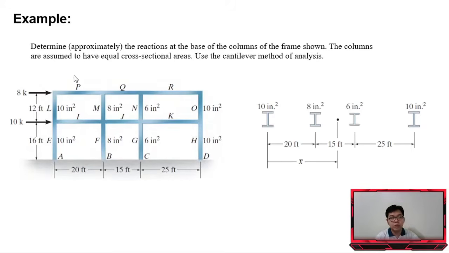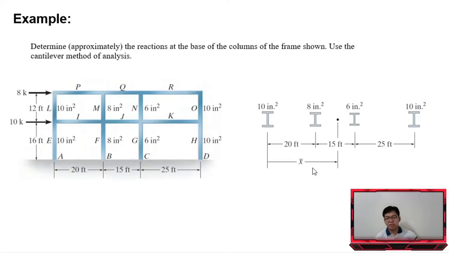Notice na, ang tanong dito is, determine, approximately, the reactions at the base of the column of the frame shown. Same kanina, no? Okay, now, the columns are assumed to have equal cross-sectional areas. Uy, equal lang pala yung cross-sectional areas natin dito. Use the cantilever method of analysis. Check ko daw. Yan. Sorry guys, mali pala yung binigay ko na instruction.